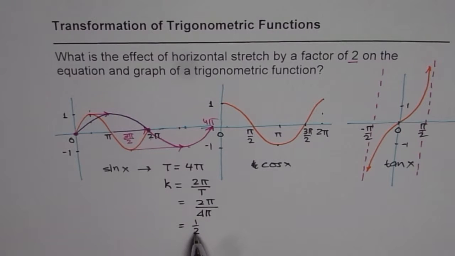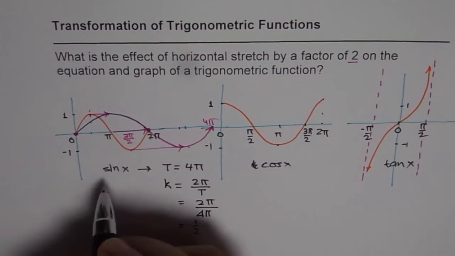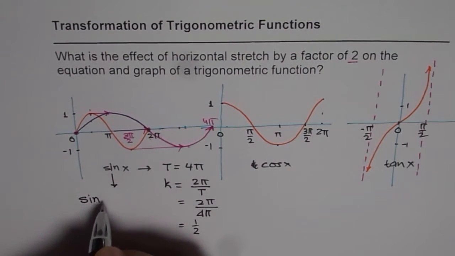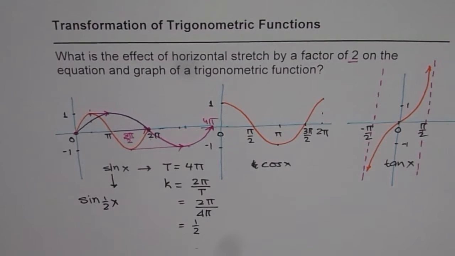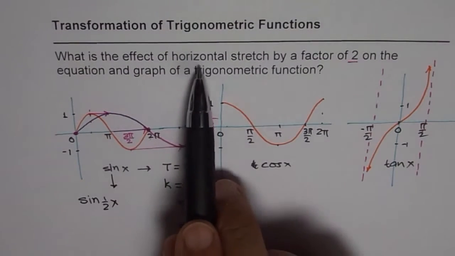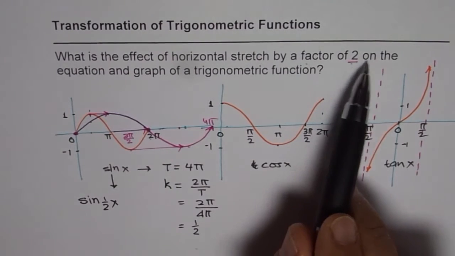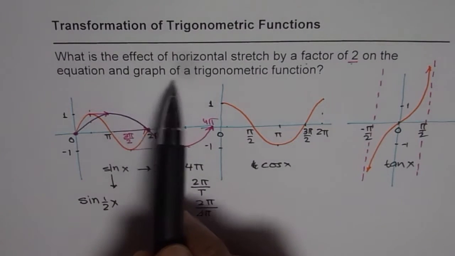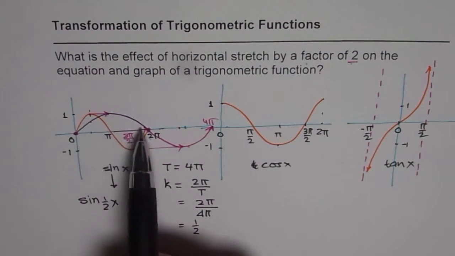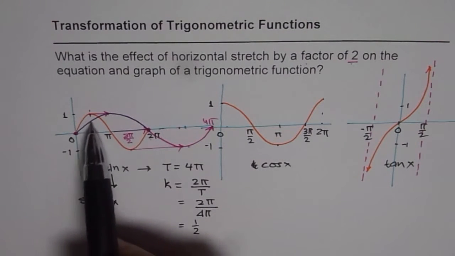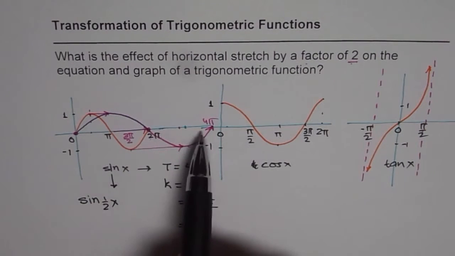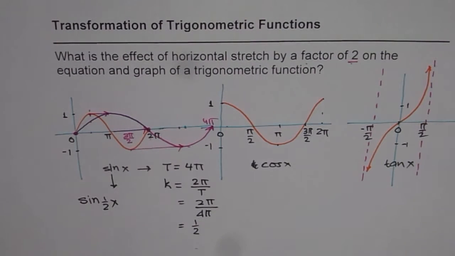If k value is half, then my transformed sine function will be what? My transformed sine function will be sine of half x. Do you see that? So the effect of horizontal stretch by a factor of 2 really is that the k value becomes half. Do you see that? That is on the equation. And as far as the graph is concerned, it stretches. You see only half the wave within 0 to 2 pi and one full wave in 0 to 4 pi. So that is the effect, correct?